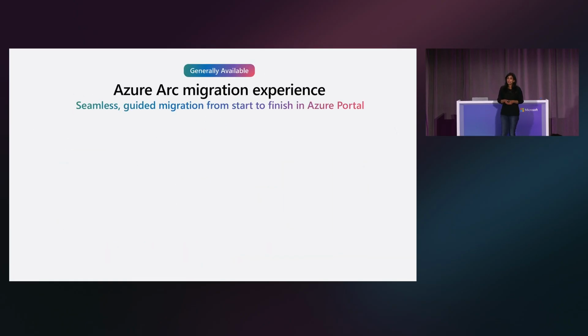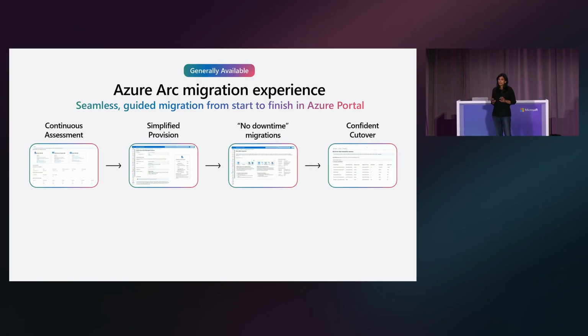Now let's take a look at how the Azure migration experience works. This is enabled in the portal from start to finish. First we start with assessments. You get continuous assessments automatically enabled. So if your SQL Server instances are enabled for Arc, you automatically have these assessments happening regularly. You get the readiness and performance dashboards.